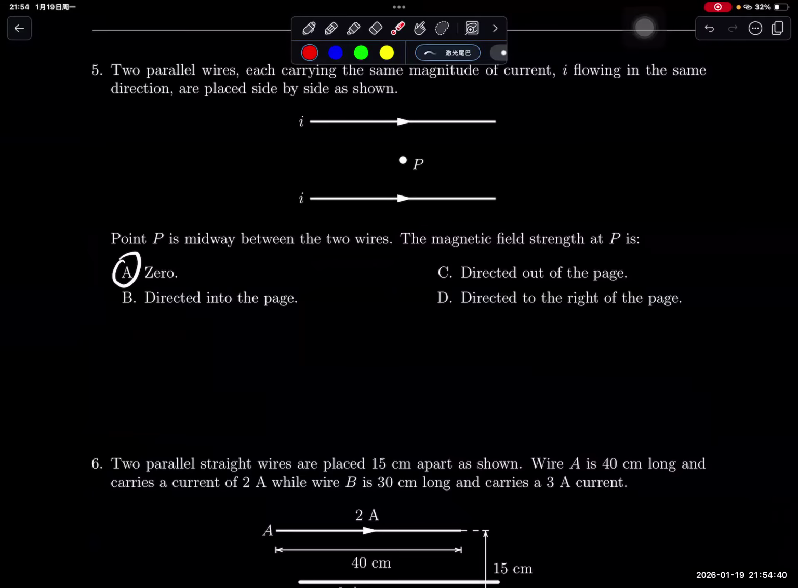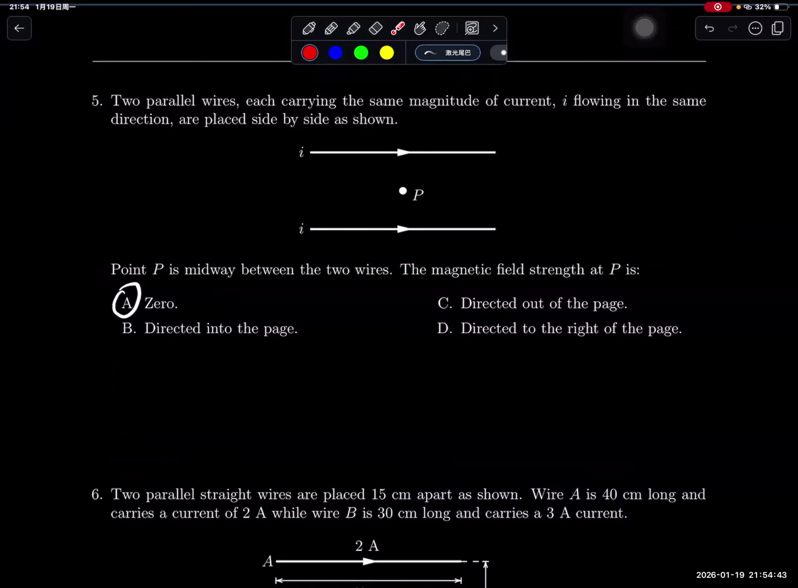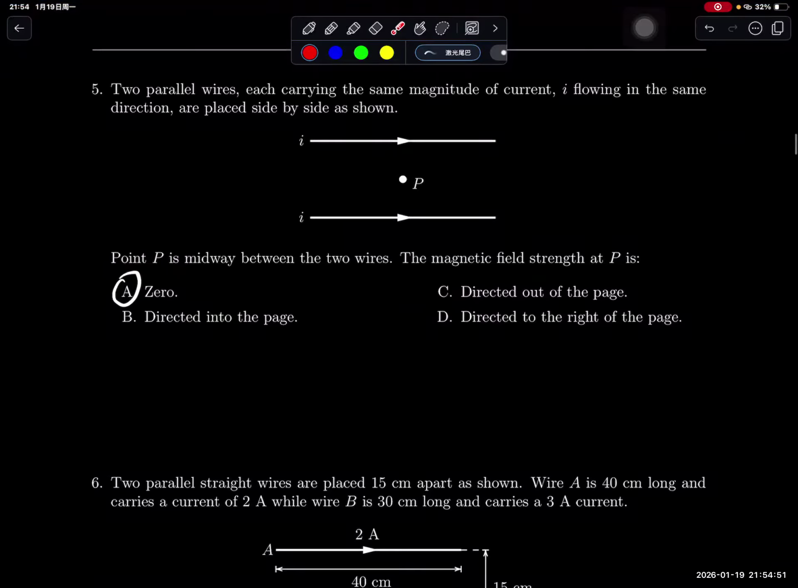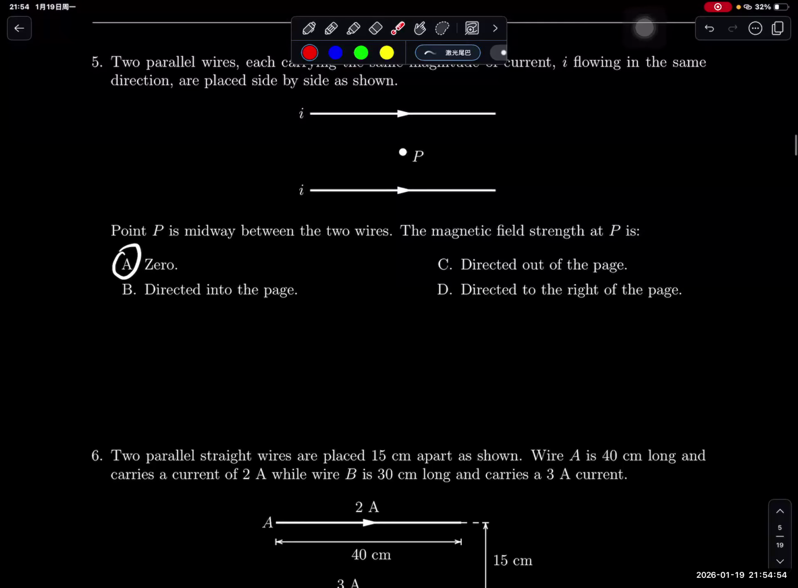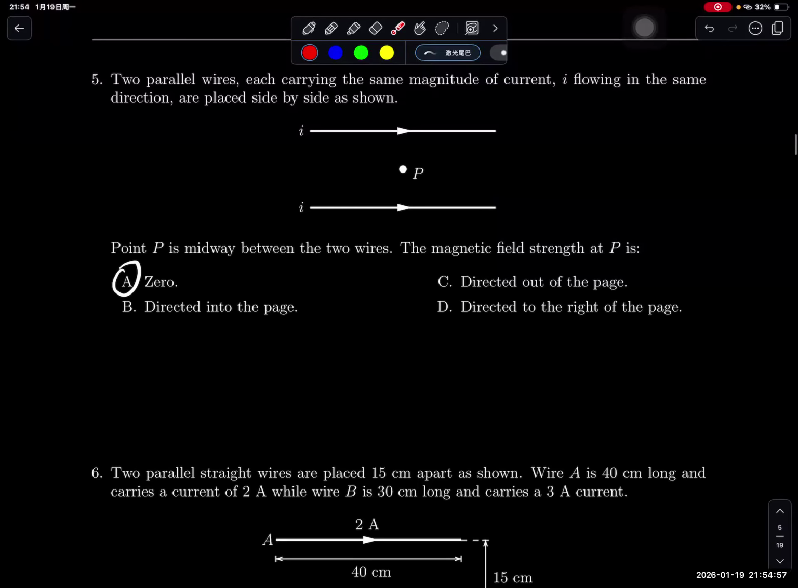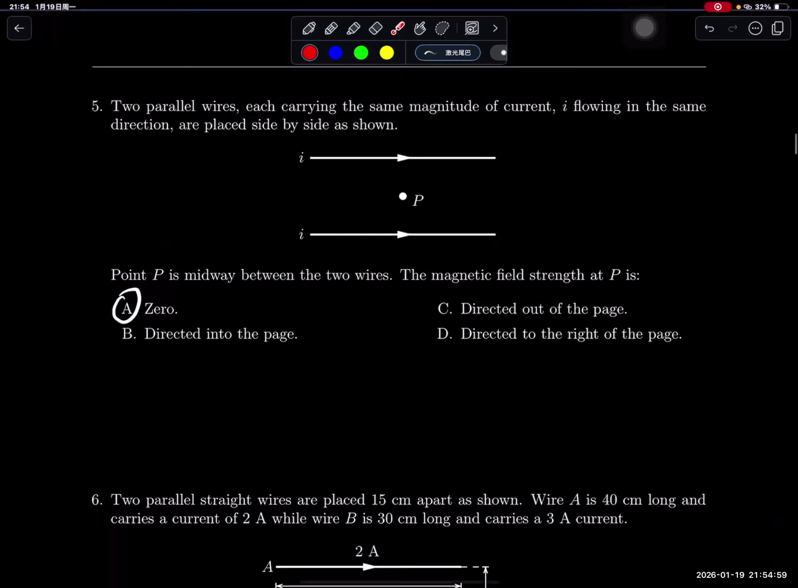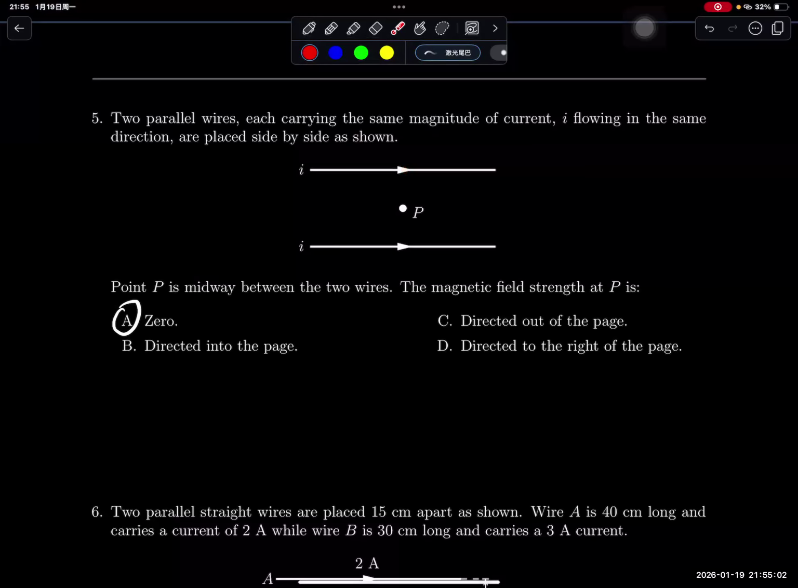Question 5. Two parallel wires, each carrying the same magnitude of current, denoted as I, flowing in the same direction, are placed side by side as shown. Point P is midway between the two wires. What is the magnetic field strength at P? From the top wire, a magnetic field is directed into the page at point P. However, the wire below has a magnetic field out of the page in the middle, and they have the same strength because the distance is the same. In that way, the fields just cancel out, so it's 0.